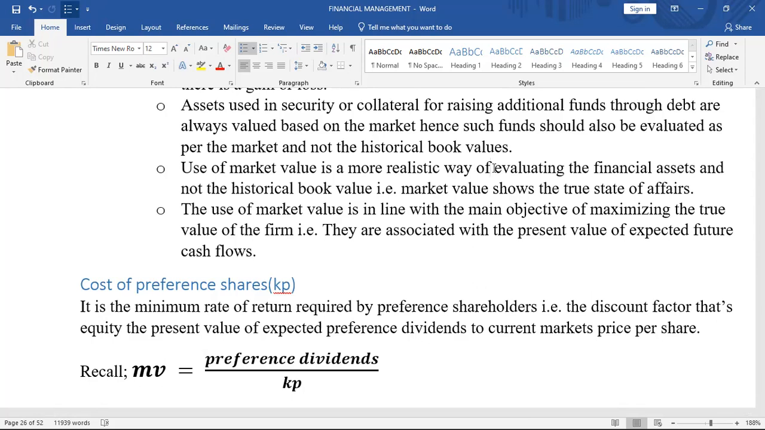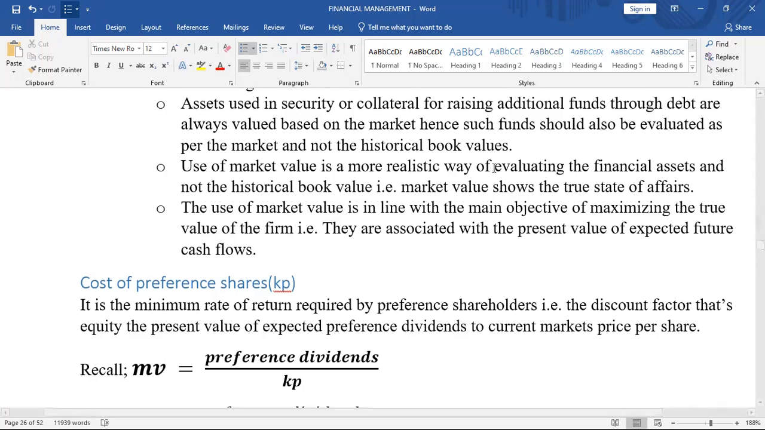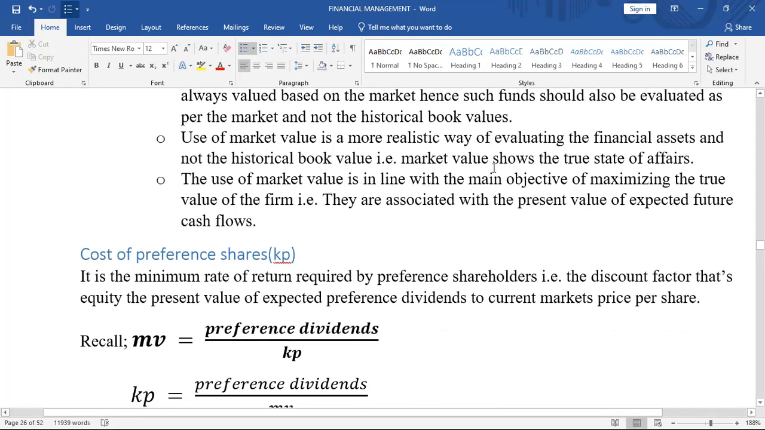The other one, we are saying that the use of market value is in line with the main objective of maximizing the true value of the firm, because market values are normally associated with the present value of expected future cash flows. Now, as we reach that point, I would just like to engage in teaching you much about the computations, because the computations are the ones which will assist you to understand more about this topic before we engage in our last bit of the topic, which is the weighted marginal cost of capital.